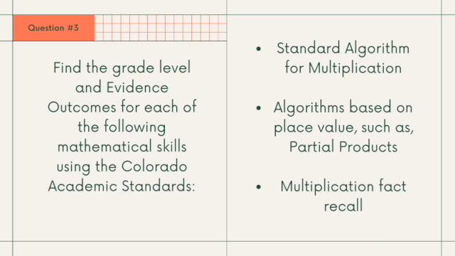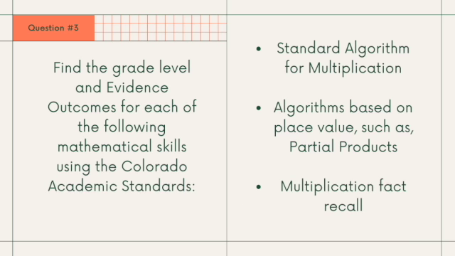All right, so now we are going to be moving on to find the grade level and evidence outcomes for each of the following mathematical skills using the Colorado Academic Standards. So the skills that we are looking for are the standard algorithm for multiplication, algorithms based on place value, such as partial products, and multiplication fact recall.